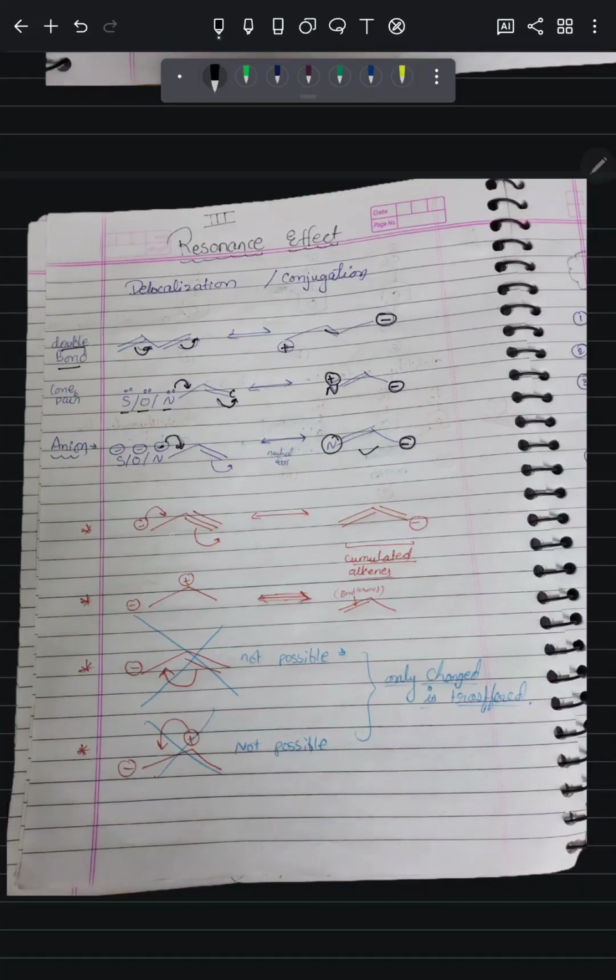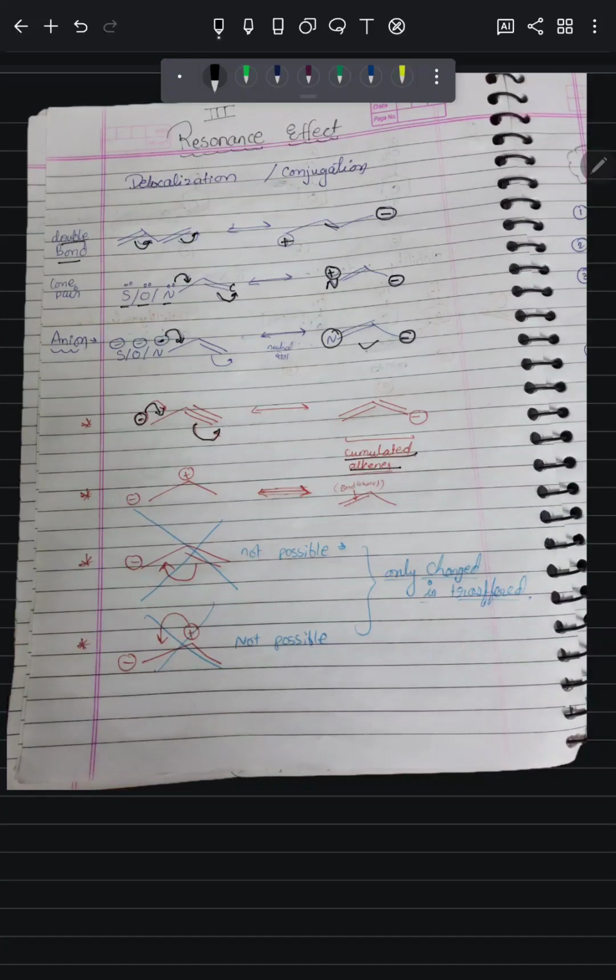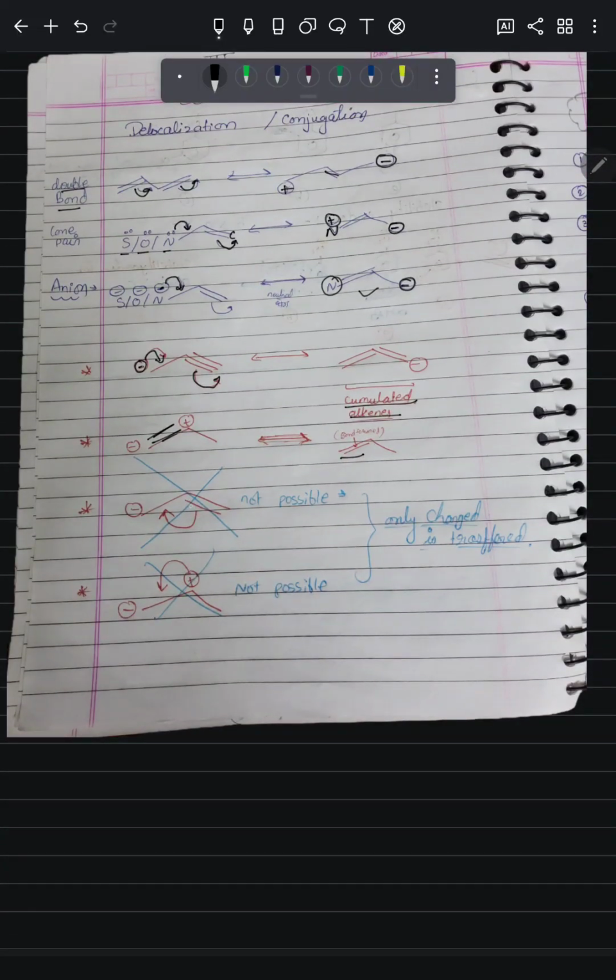So here we cannot do this. If a negative charge is present, then we can delocalize it, and a cumulated alkene like structure can be formed. And if a negative and a positive charge are present, then we can make a bond in this position, so bond formation will take place. This is a resonating structure. We cannot put the double bond electron density from the negative in the opposite direction, so this is not possible. And we cannot put the positive charge in the opposite direction of the negative, it is also not possible.